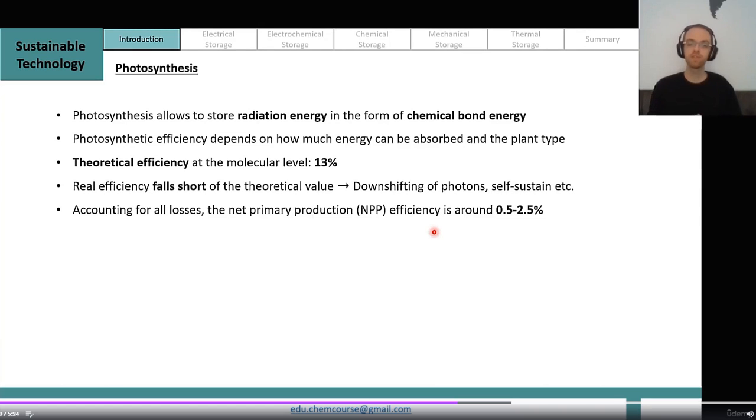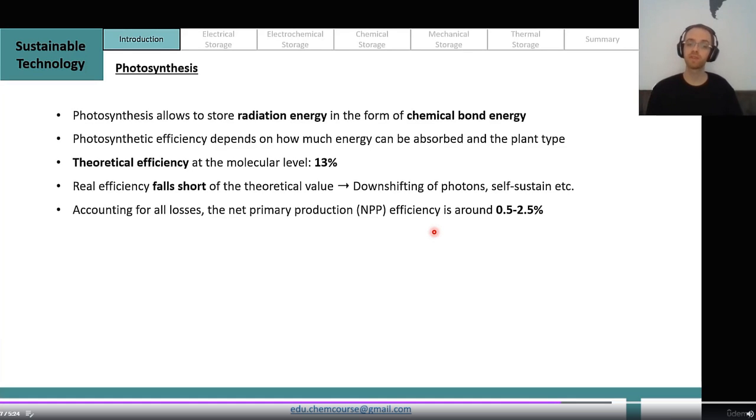Now, photosynthesis allows to store radiation energy in the form of chemical bond energy by creating these molecules. However, the photosynthesis efficiency depends a lot on how much energy can actually be absorbed, and this depends a lot on the individual plant type. Theoretically, plants are able, on a molecular level, to obtain a theoretical efficiency of 13%. This means 13% of the radiation energy from the sun can be converted into chemical bond energy.